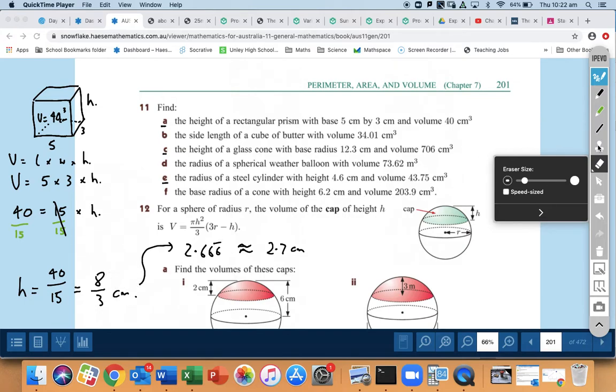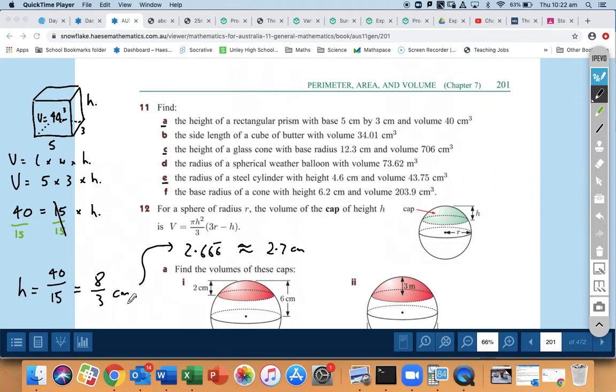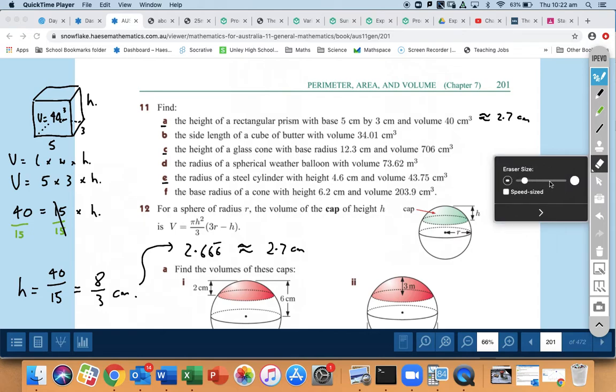Now I've made a little mistake here, putting a 3 in. We've got to be very careful with our units. We're finding a height, that's just a length. It's measured in centimeters, not cubic centimeters. It does not need a 3 or a 2 above the centimeters there. So that first one, A, I can just leave the answer as approximately 2.7 centimeters. We'll erase some of this and do another question.